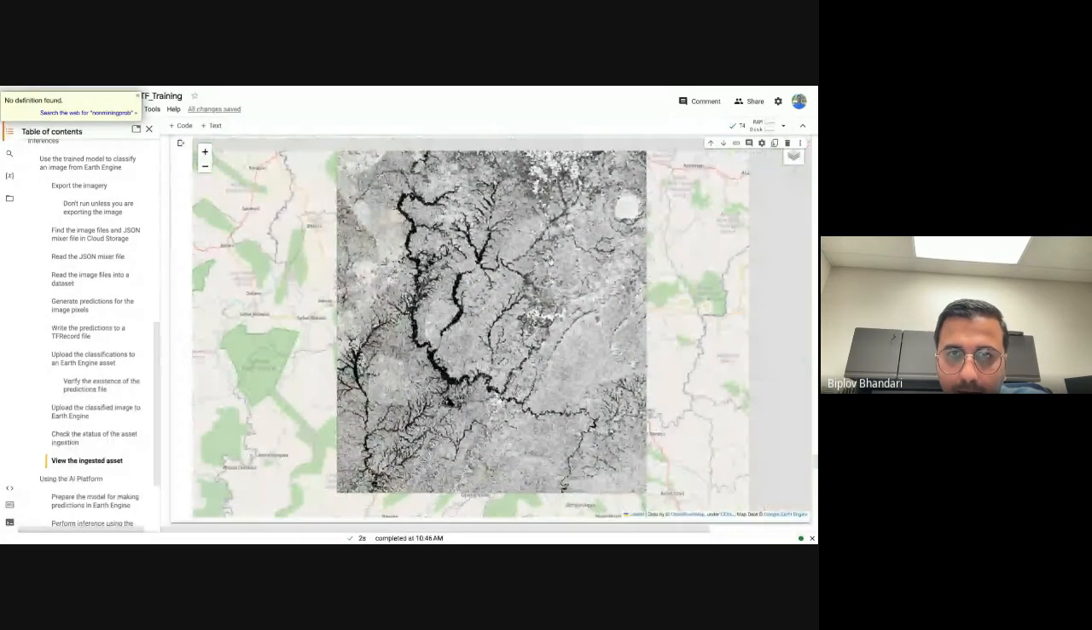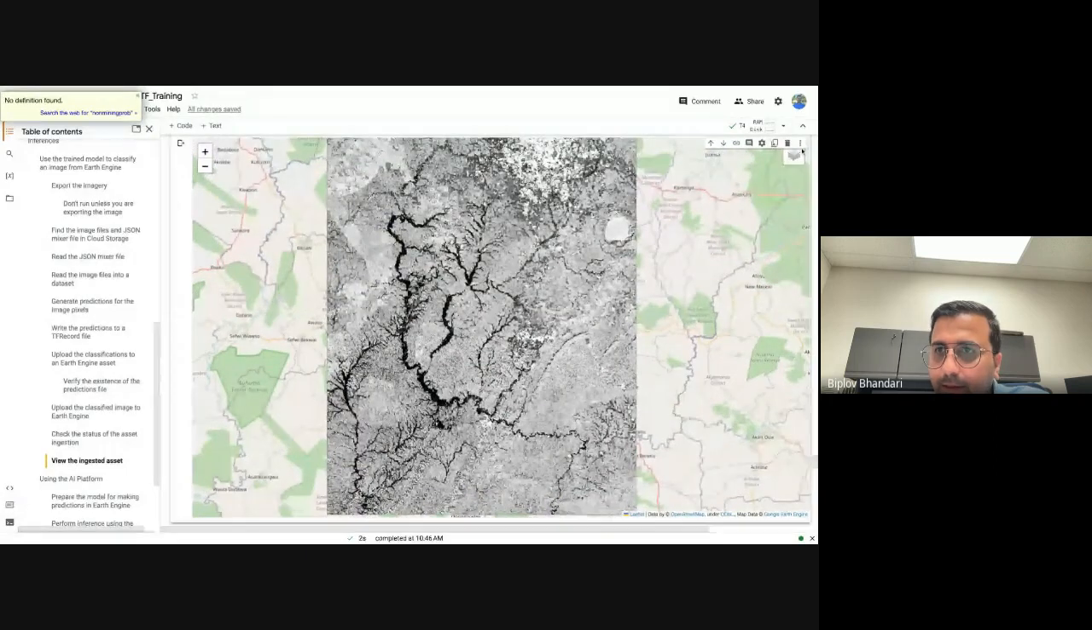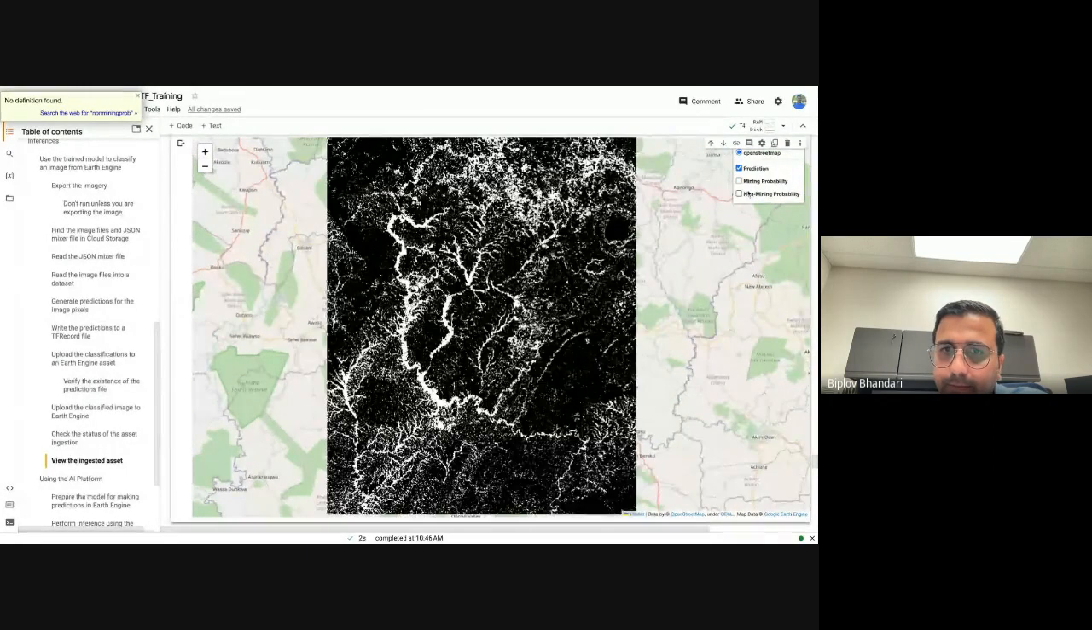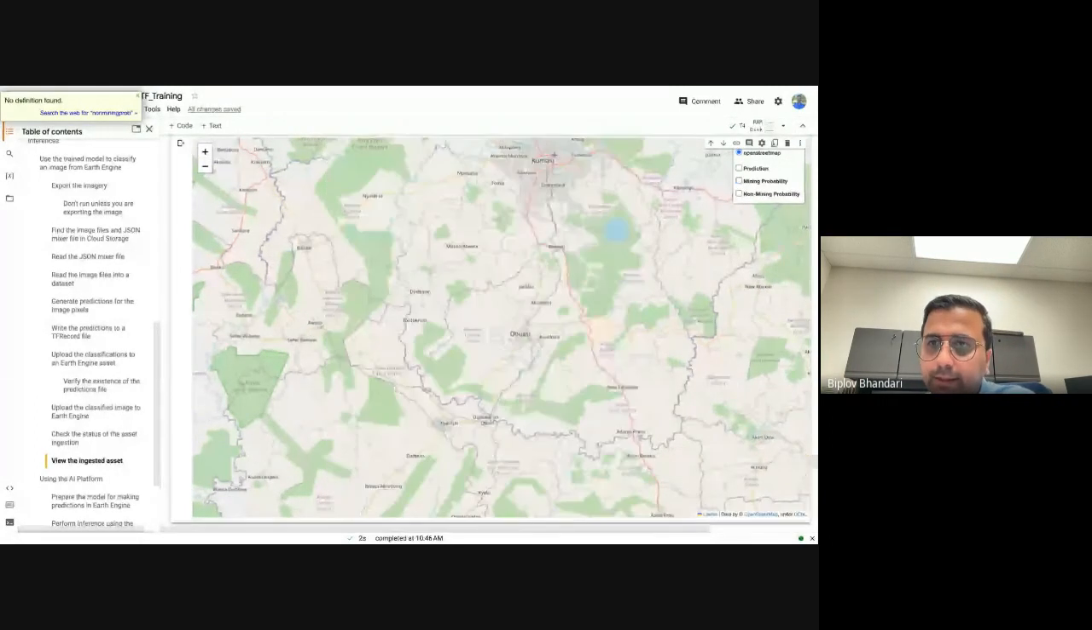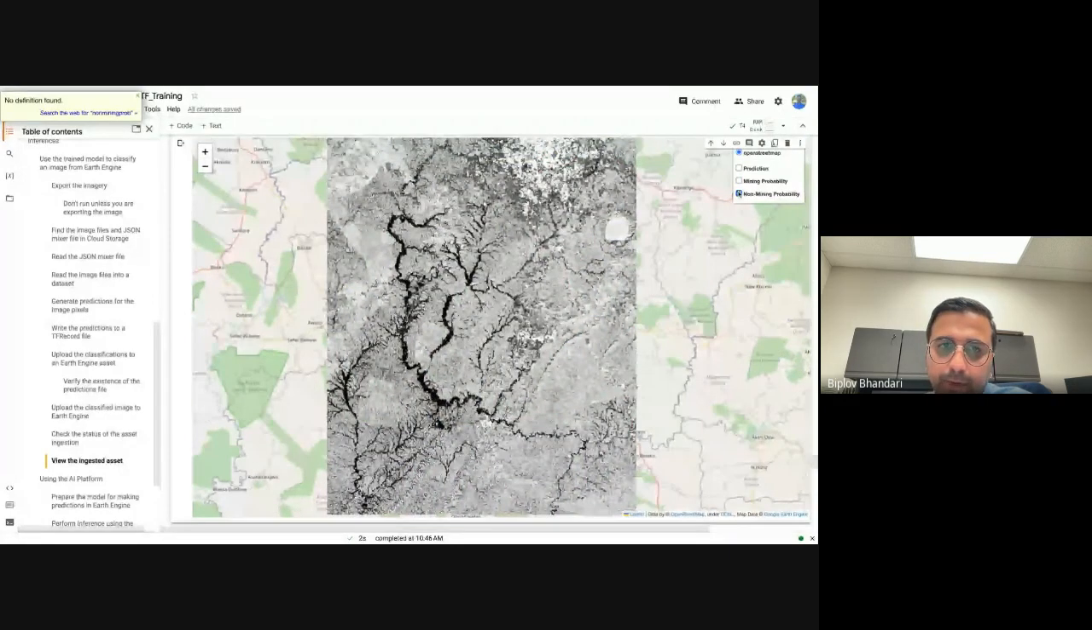So here's the result. Let's look at the prediction. The white is where the model thinks mining is happening. The black is where it doesn't. Then here are the probabilities. This is the mining probability. So the brighter, the more white the color, the higher the probability. The more black, the lower the probability. Similar is the case here for the non-mining probability.